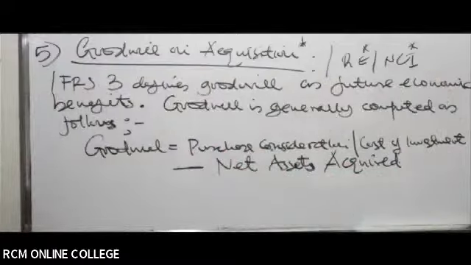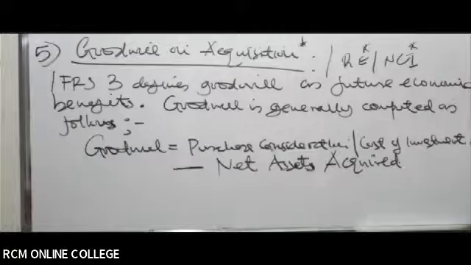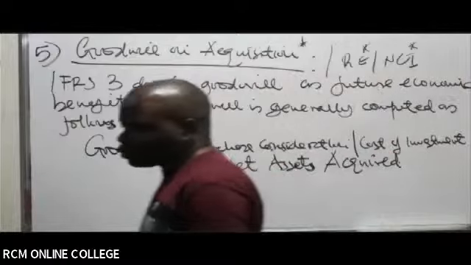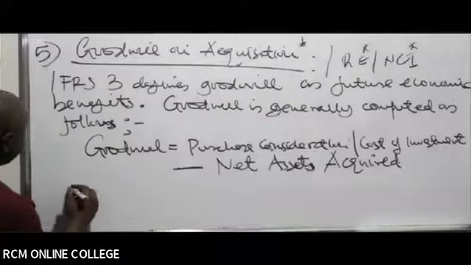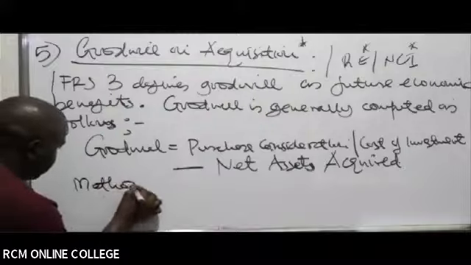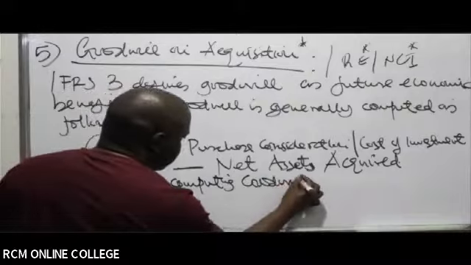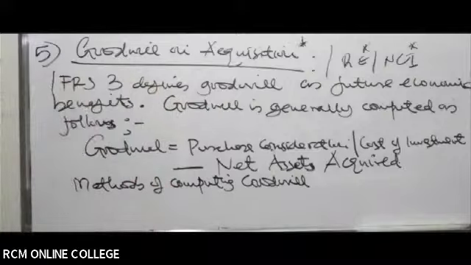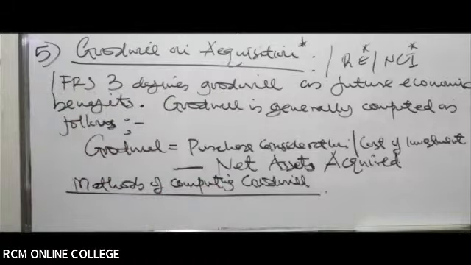In group accounts, there are two methods of calculating goodwill. There's what you call the full method, and there's what you call the partial method. So you can write a small title: Methods of computing goodwill.